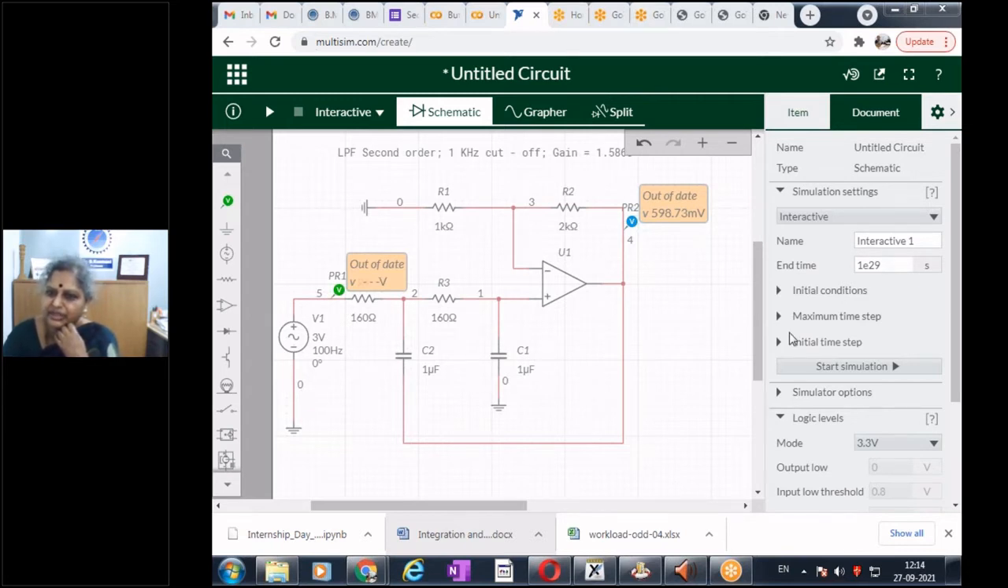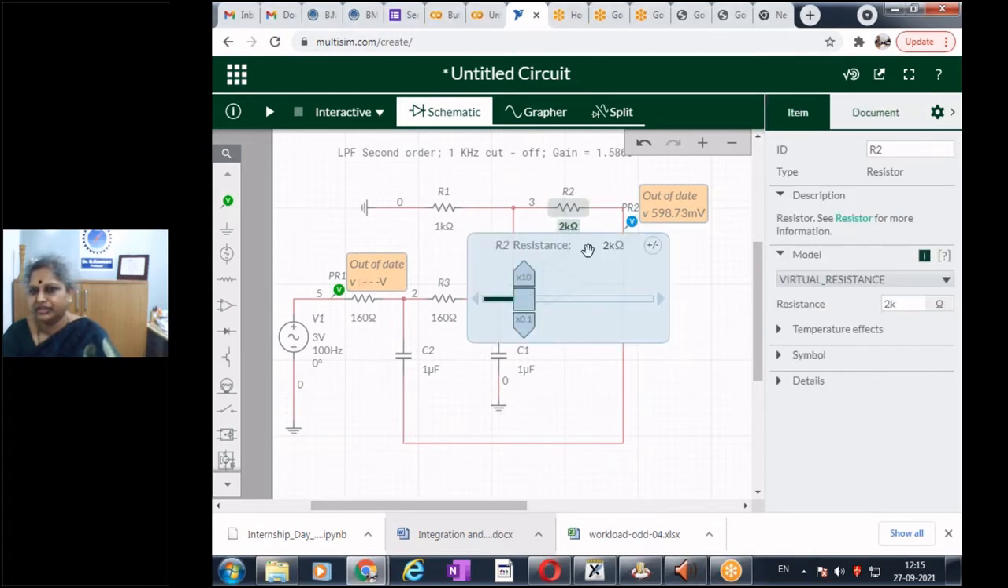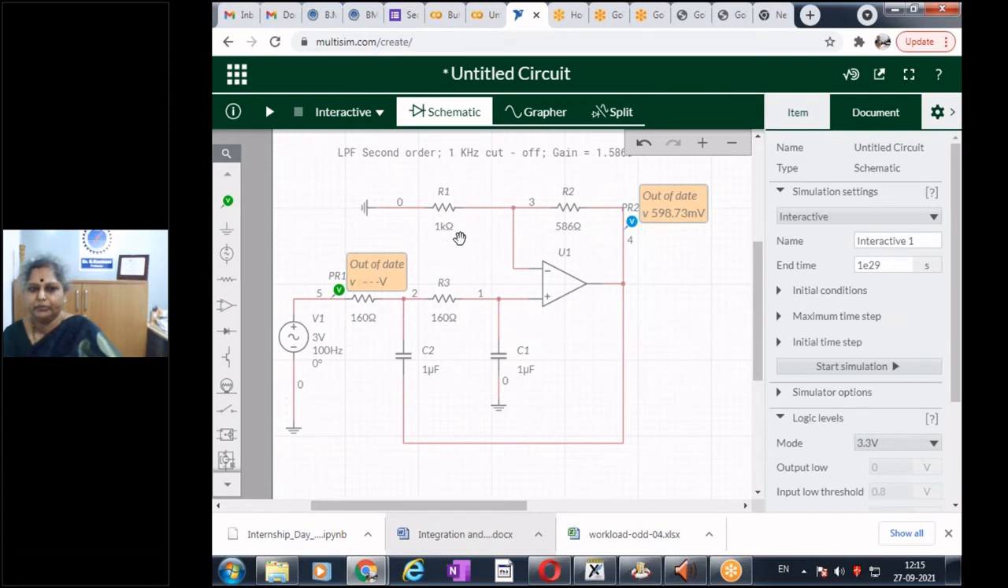If anyone has completed the circuit, please confirm. All that we did was we retained everything. We need to change the resistor also here. The second resistor should be changed to 586 ohms. This is 1K. So I have changed my resistor. Otherwise, these are two resistors of 160 ohm and 1 microfarad each.